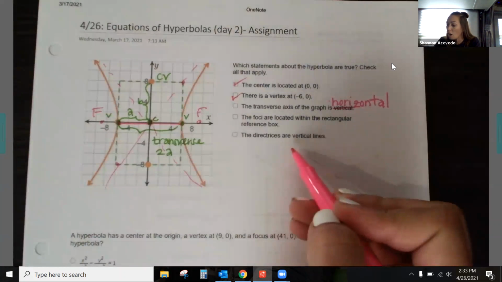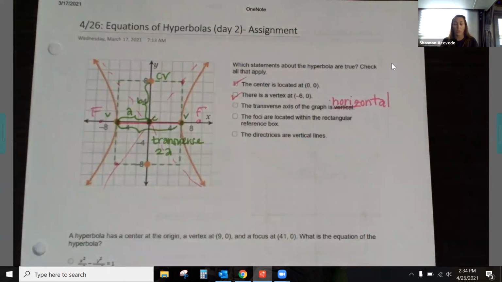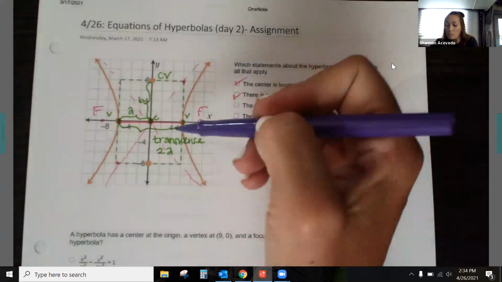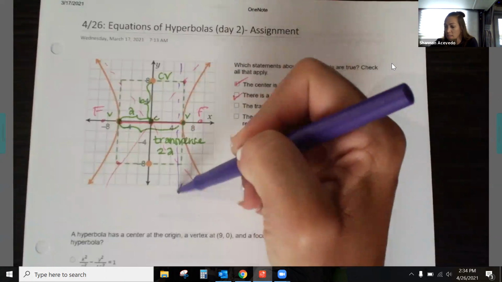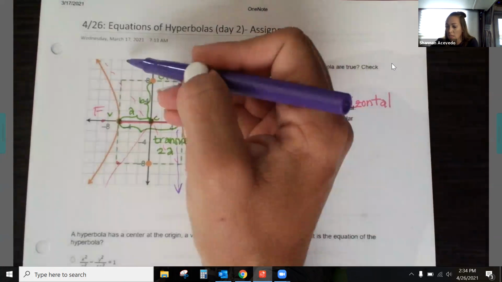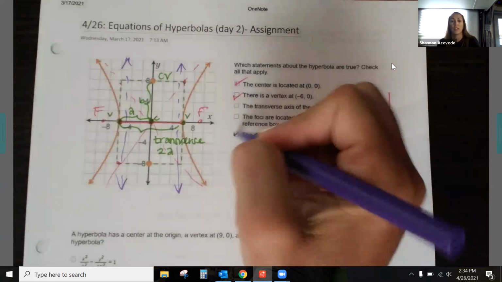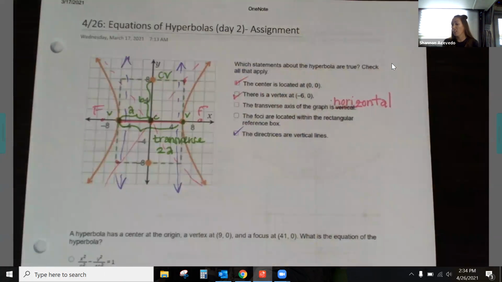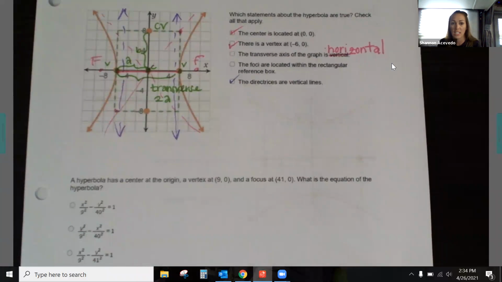The directrices are vertical lines. Similar to our ellipses, where the directrices were perpendicular to the major axis, they have to be perpendicular to our transverse axis. So they would be somewhere like this. These would be vertical lines, which is true then. I really like taking these piece by piece and looking at what I have when I'm given these questions.